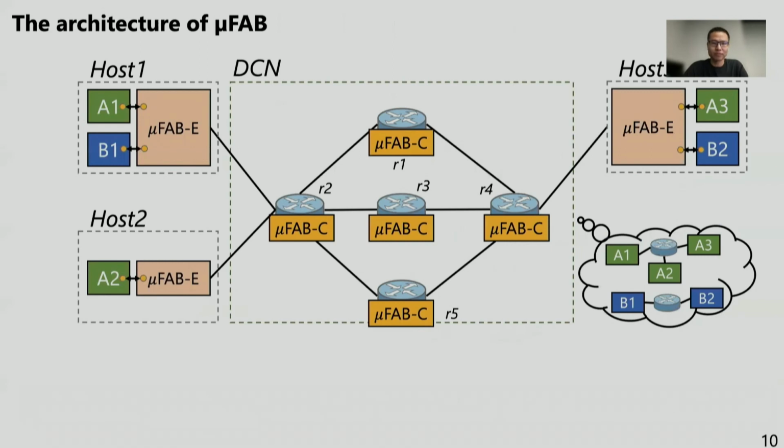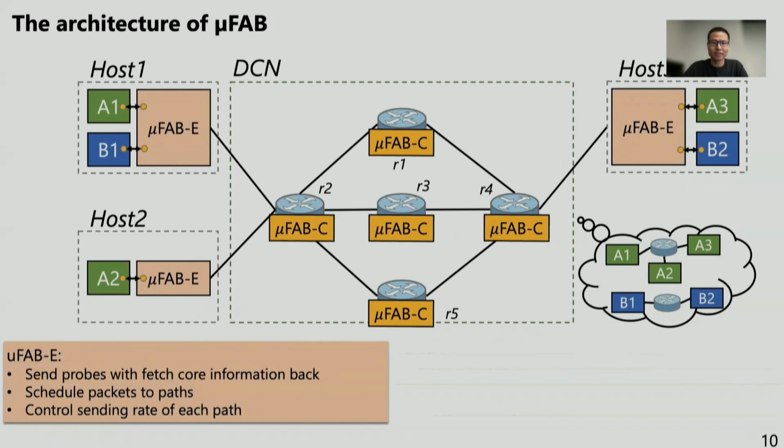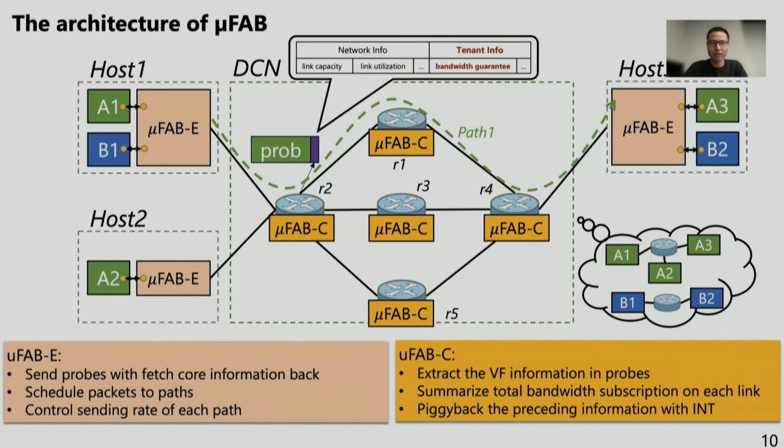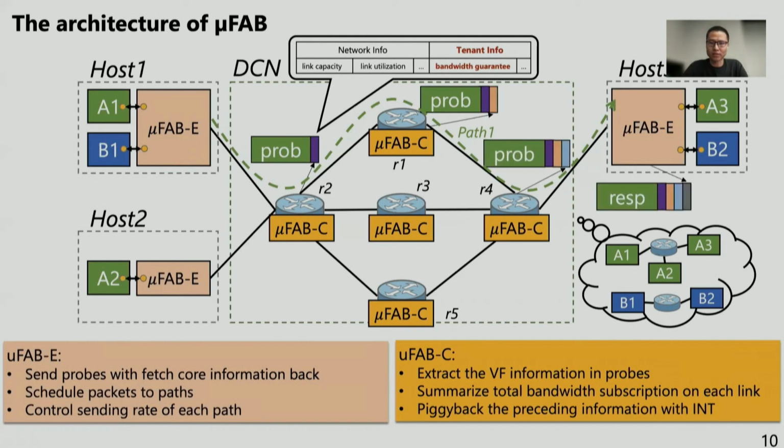This is the architecture of MuFab. Each host has an active edge, MuFab-E, and the switches are the informative core, MuFab-C. When the sender sends traffic to the receiver, it generates probe packets and sends them into the network. Every time the probe packets reach a switch, the switch inserts virtual fabric information into them, including not only network information but also tenant information, such as the link capacity, link utilization, bandwidth guarantee, and so on. The tenant information enables MuFab to perform tenant-level network isolation. In this way, when the probe packets reach the receiver, all necessary information is collected in them, and then is piggybacked back to the sender. Based on the feedback, the sender can schedule packets to different paths and control the sending rate of each path.